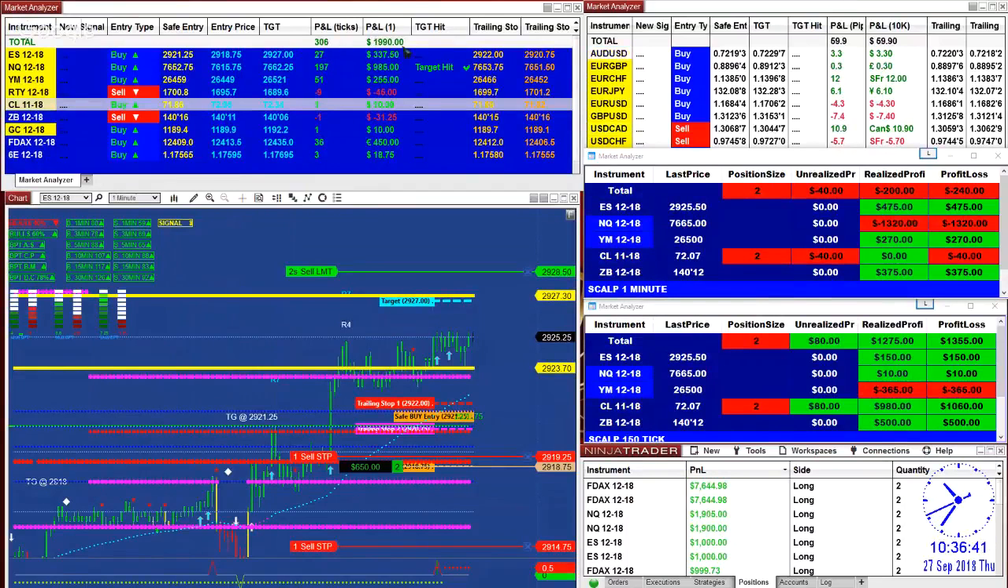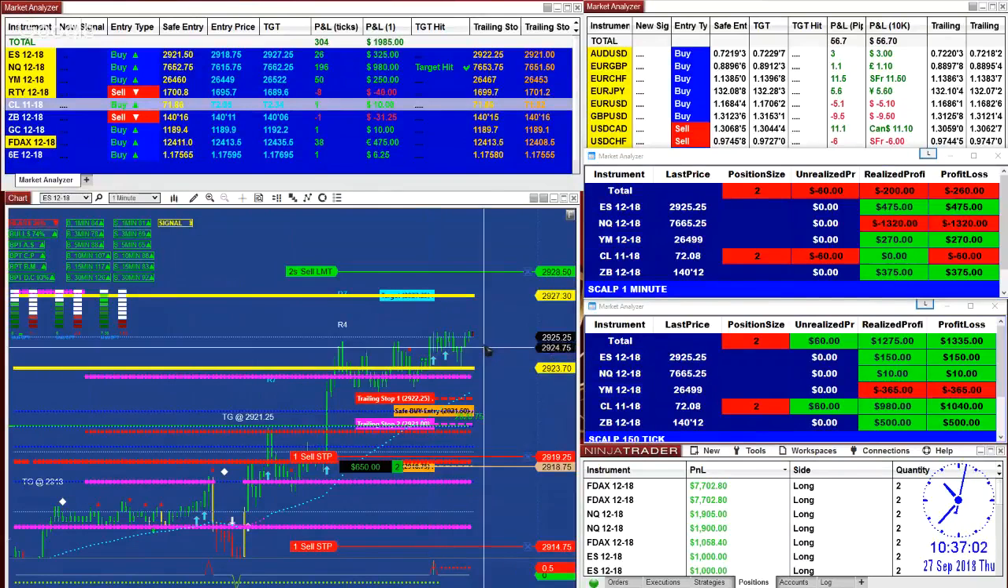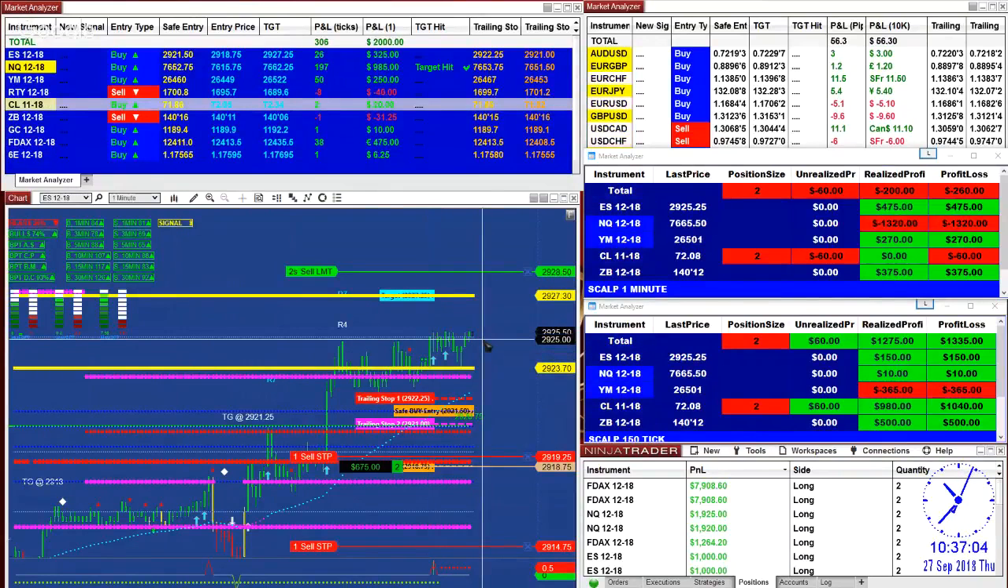300 ticks, $2,000. And the ES seems like it wanted to come into that target, 29.27. If you are on that trade, and any of our customers are on that trade, exit at 27 or exit here and get it over with. This is good money. You should not be greedy today. The market is really a bit sloppy.